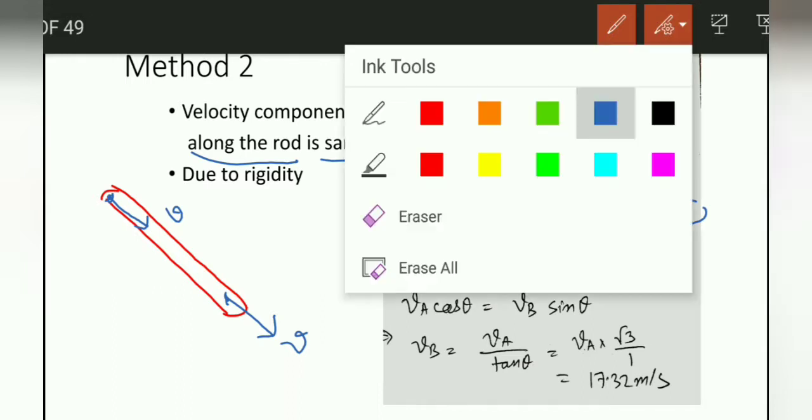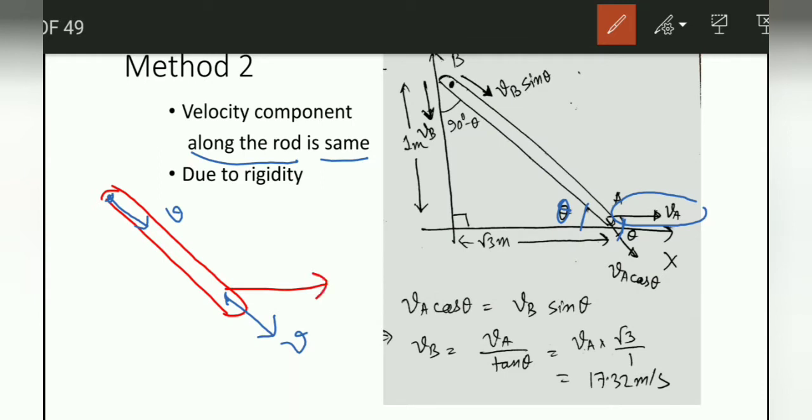So what will be this component? Suppose this is v and this is theta. So definitely this will be v cos theta. And if this is va, it is va cos theta. If this is va cos theta, every other point in this rod will be having va cos theta velocity along the rod.